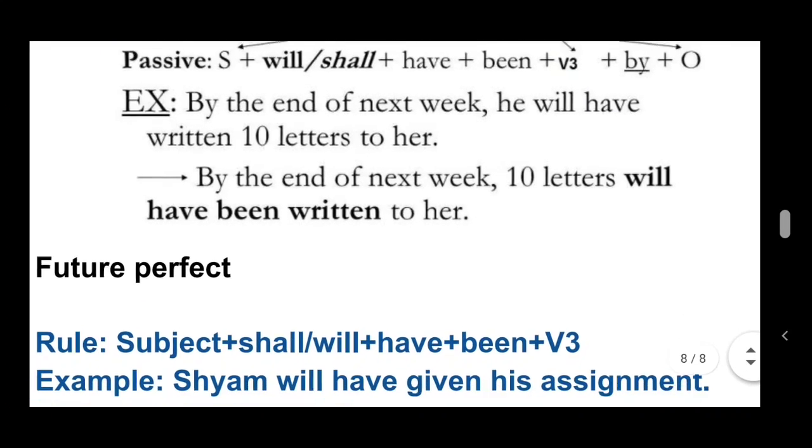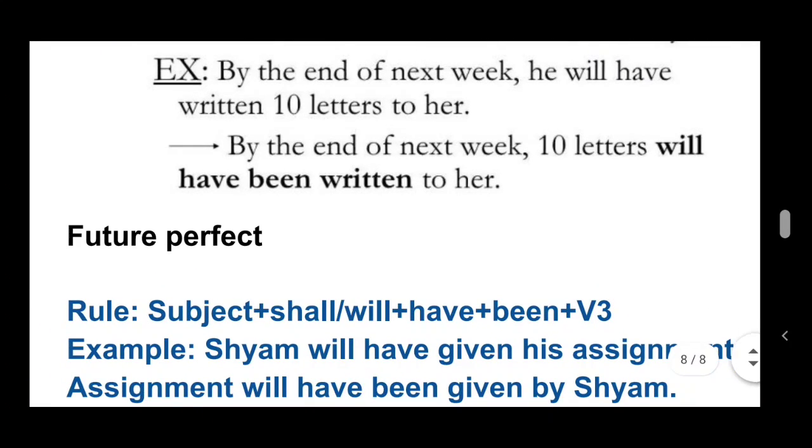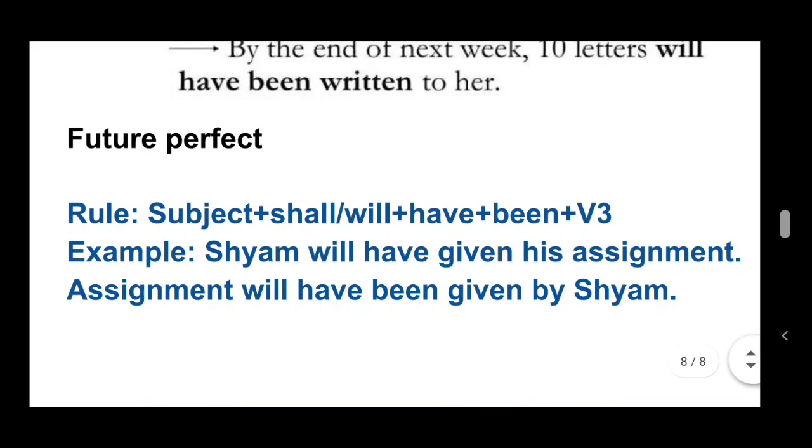So the structure for future perfect is subject plus shall or will plus have plus been plus verb 3. And see the example for future perfect tense. "Shyam will have given his assignment." "Assignment will have been given by Shyam." So, in passive voice.